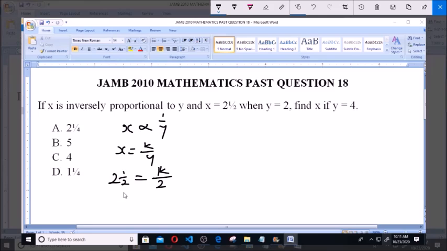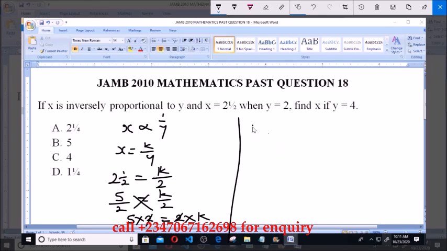Now we are trying to establish the equation connecting x and y. So 2.5 is the same thing as 5 over 2, which is equal to k over 2. Now from here we can cross multiply. So we have 5 multiplied by 2 is equal to 2 multiplied by k. These 2 can cancel, so we have that k is equal to 5. Then the equation connecting x and y is that x is equal to 5 over y.